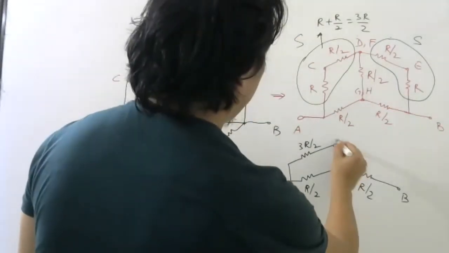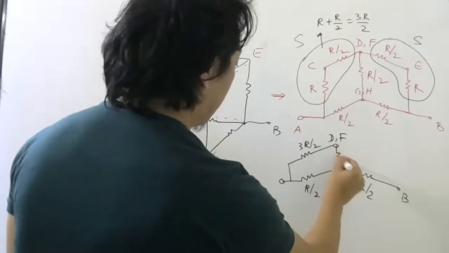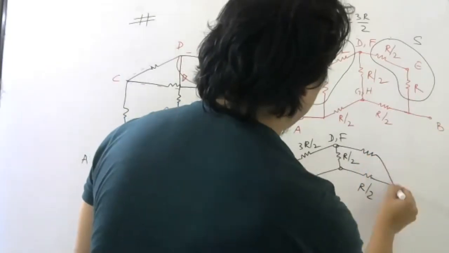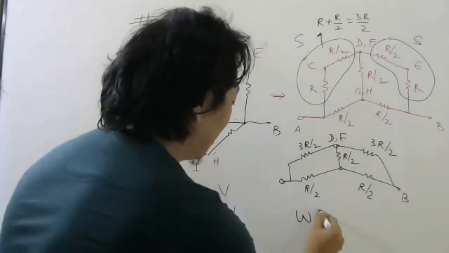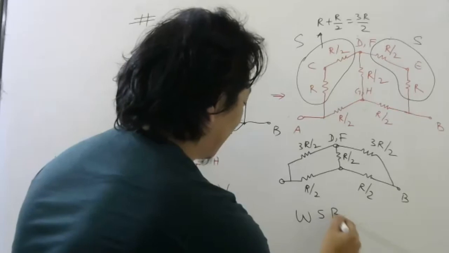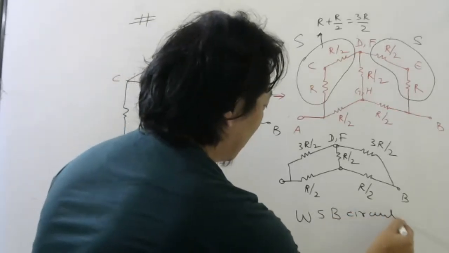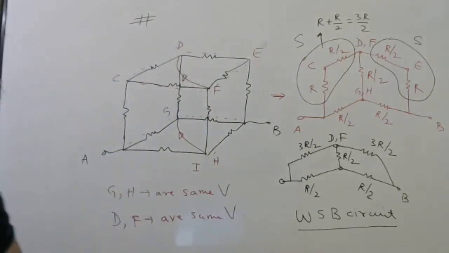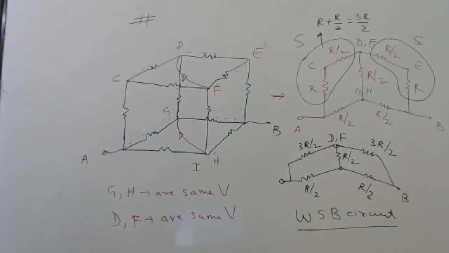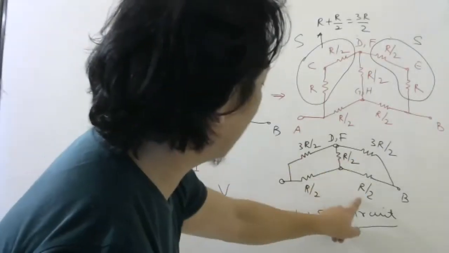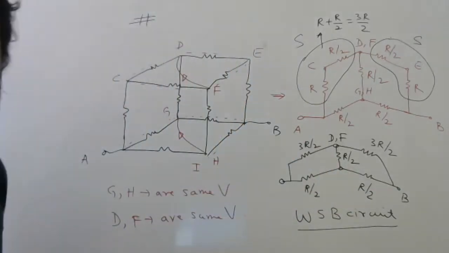That is your D point. D comma F, here R by 2 is there in the middle. Similarly, these two can be replaced by one resistor 3R by 2. Now, if you check, this is your Wheatstone bridge circuit. Is it balanced or not balanced? Check once. P, Q, R, S, galvanometer resistance. Balanced or not balanced? It is balanced. So it is a balanced bridge.